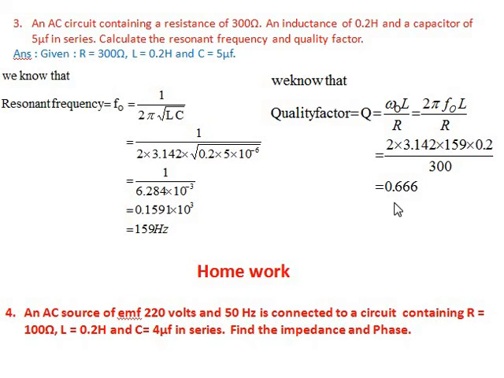So it is found to be 0.666. Okay, so students, some remaining problems we will solve in the next class, but before that I give you one homework problem. An AC source of EMF 220 volts and 50 Hertz is connected to a circuit containing R, L and C in series. Find the impedance and phase. You have to find the impedance and phase.